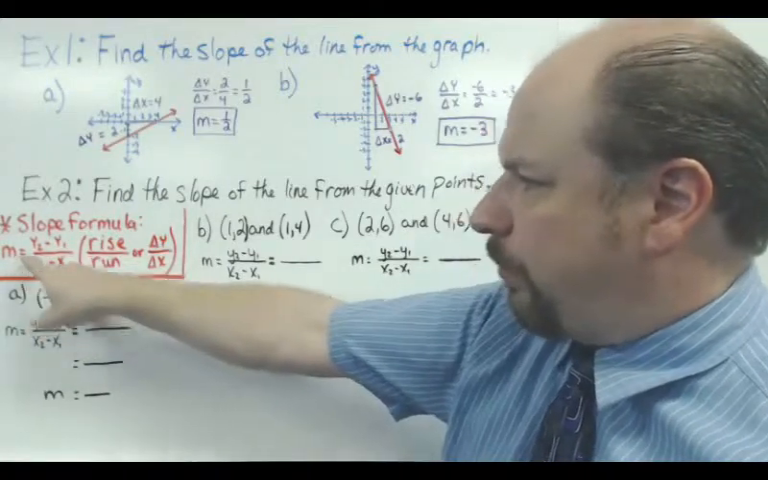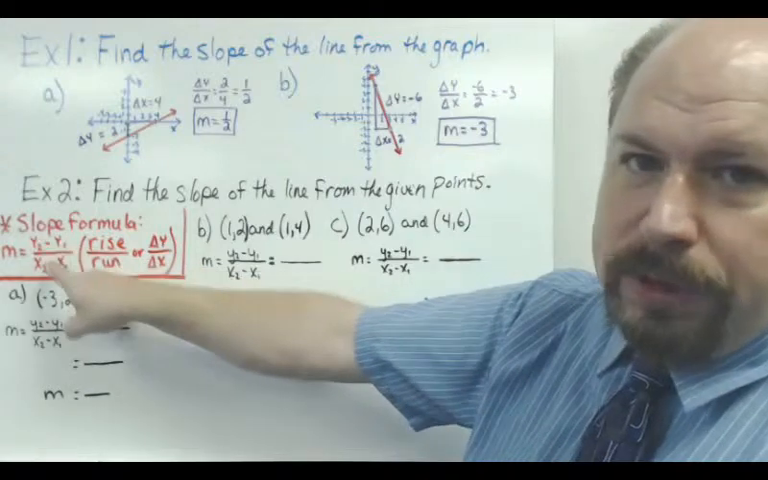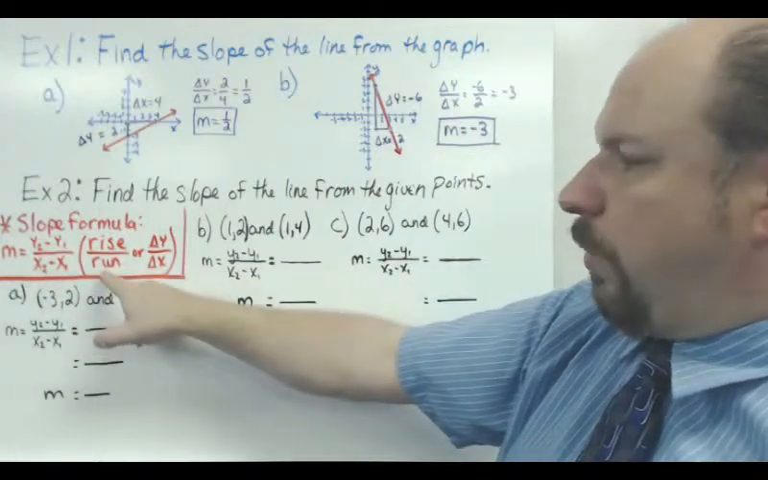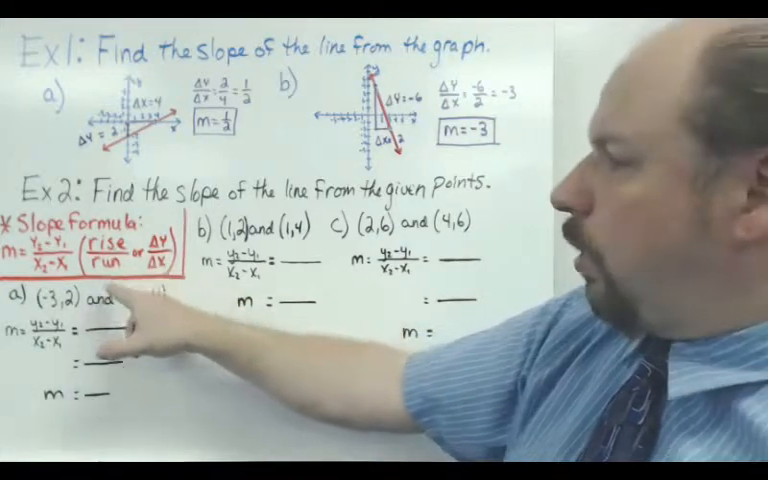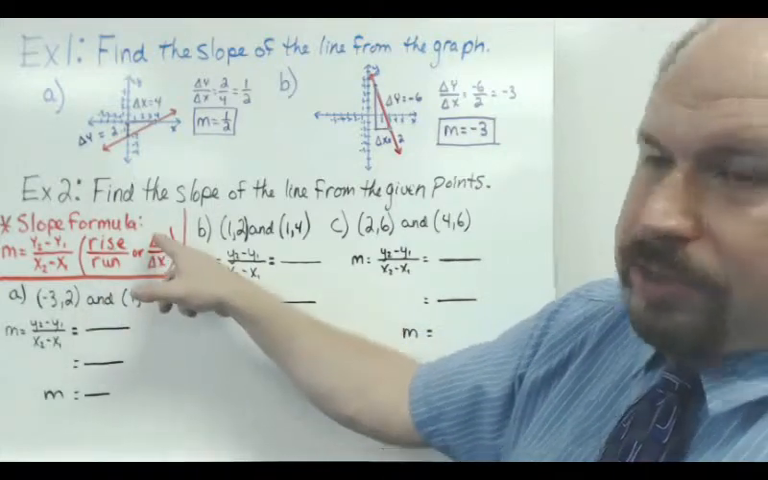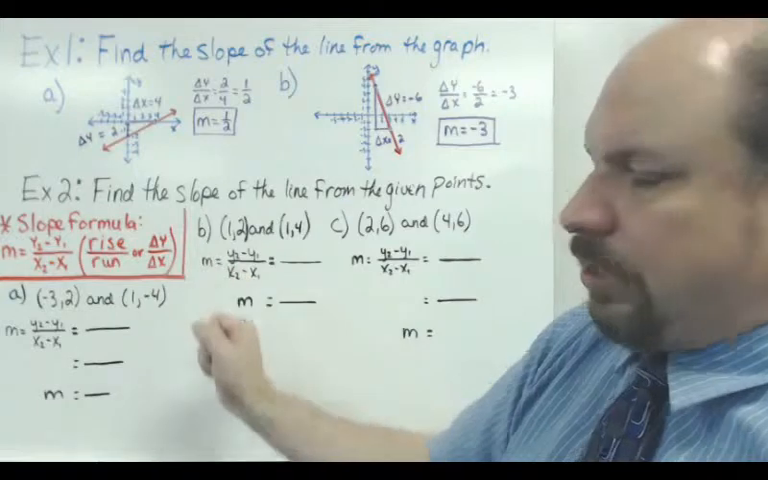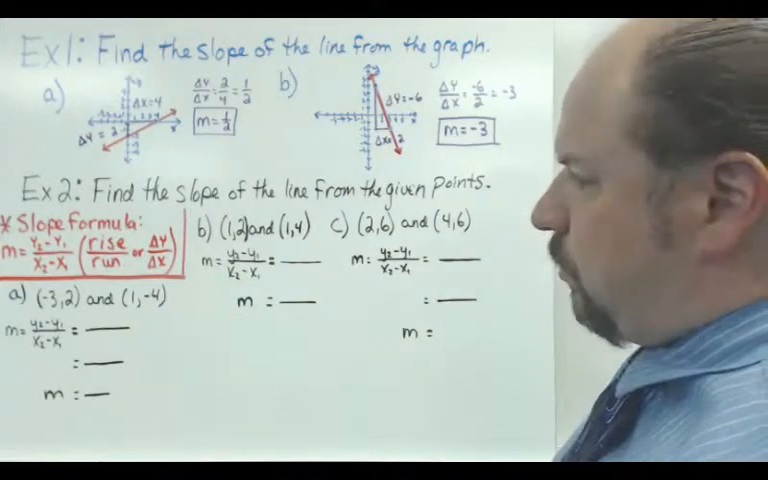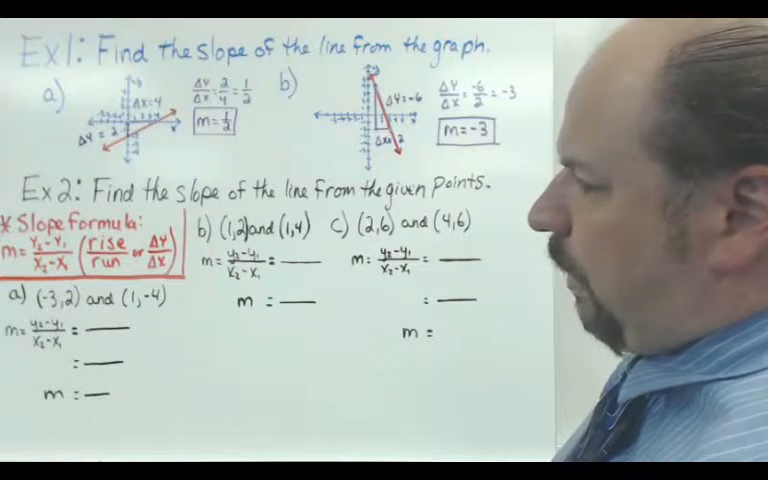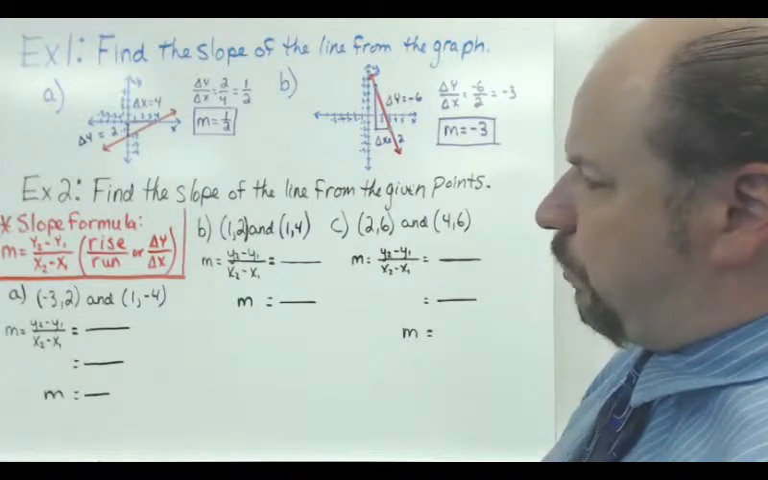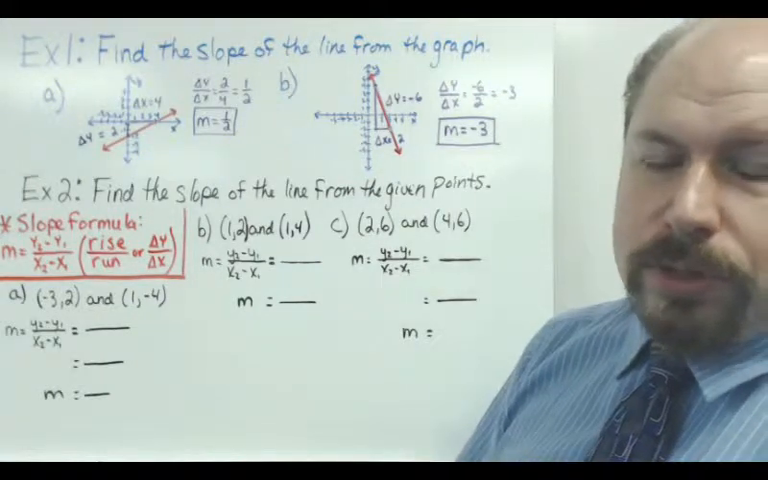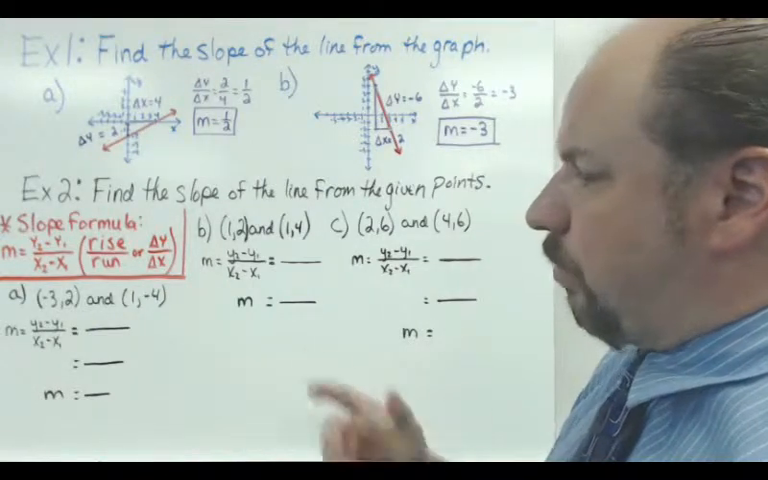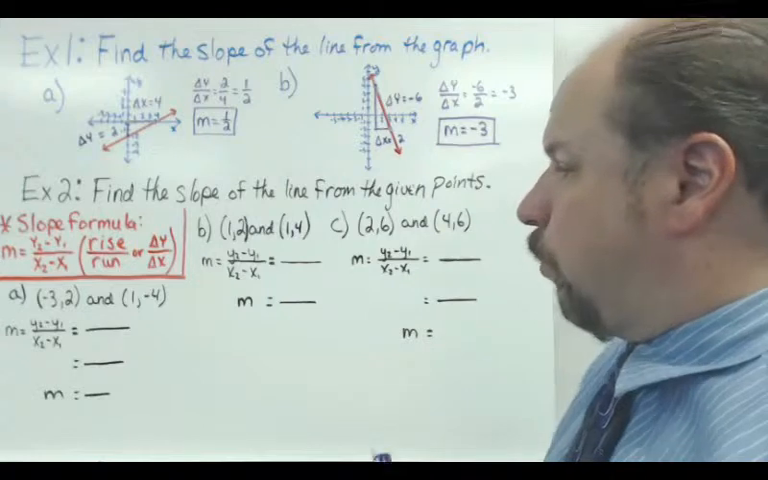The slope of a line is equal to y2 minus y1 over x2 minus x1. And you might remember this as rise over run, or like we talked about, delta y over delta x, or the change in y divided by the change in x. Okay, so for our first example, we have the points (-3, 2) and (1, -4), and we need to find the slope of the line between those 2 points.